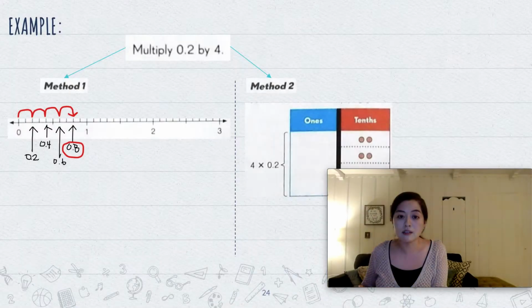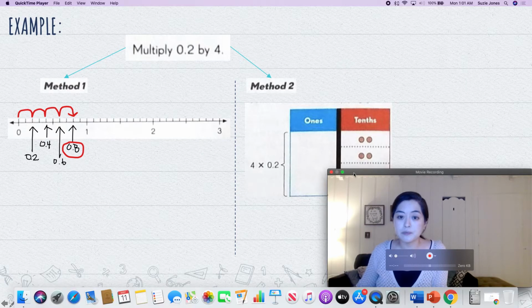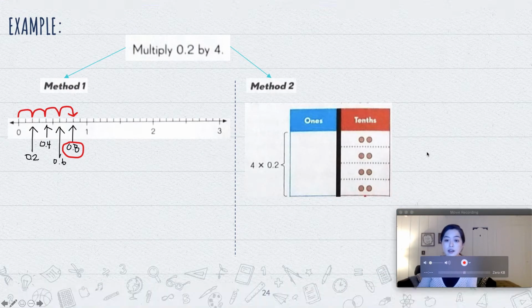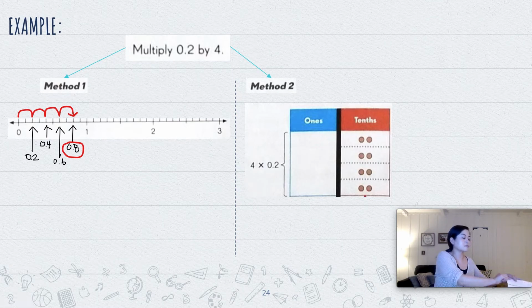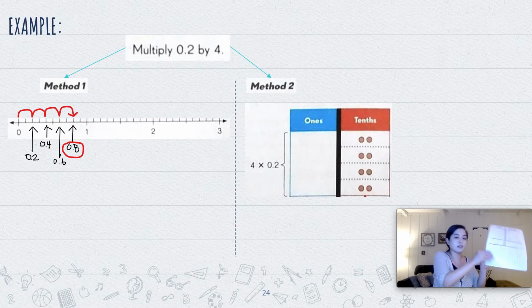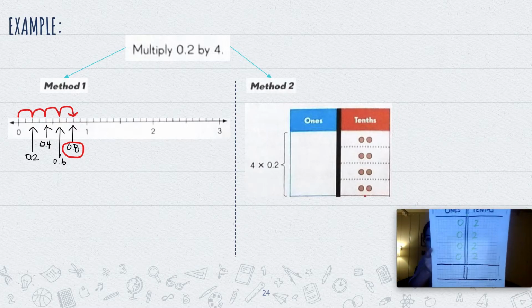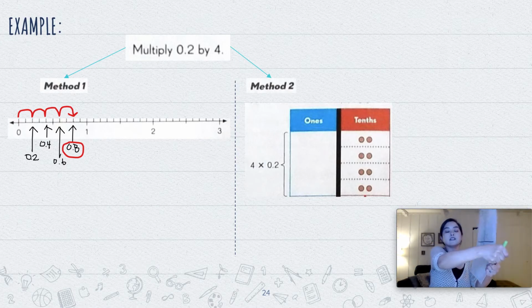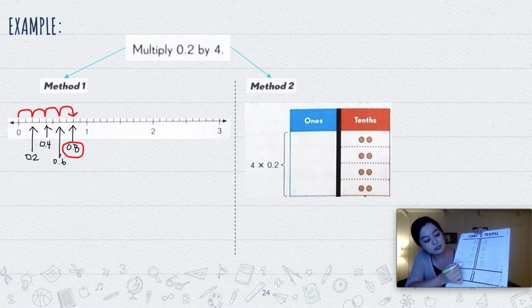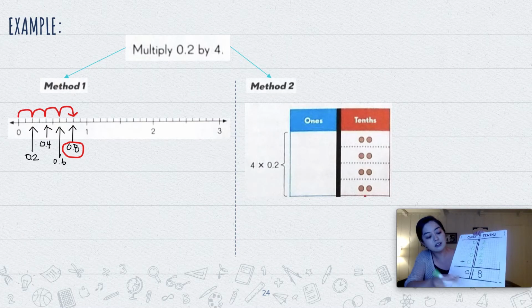Another way is we can look at a place value chart. So here I have 2 tenths, 4 groups of 2 tenths. Do you see that? 2 tenths, 2 tenths, 2 tenths, 2 tenths. I wrote it out like this, 4 groups of 2 tenths, and we can just add them together. It's 4 groups of 2 tenths, which is 2, 4, 6, 8, is 8 tenths.